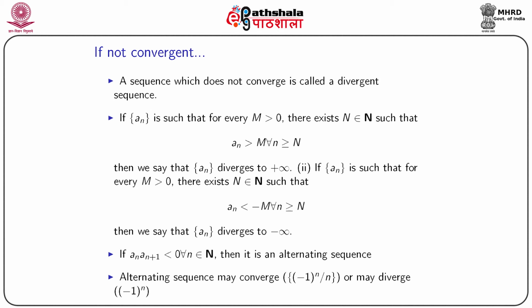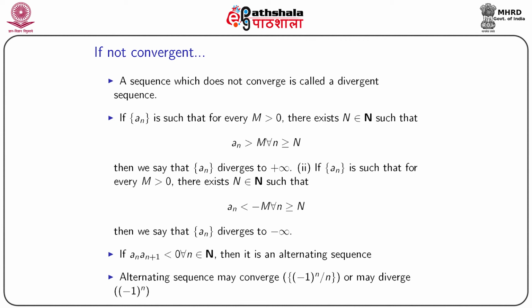What will happen if the sequence is not convergent? A sequence which doesn't converge is called a divergent sequence. And if an is such that for every M greater than 0 there exists some N belonging to the set of natural numbers such that an is greater than M for all n greater than or equal to N, then we say that an diverges to plus infinity. And if an is less than minus M for all n greater than or equal to N, then we say an diverges to minus infinity.